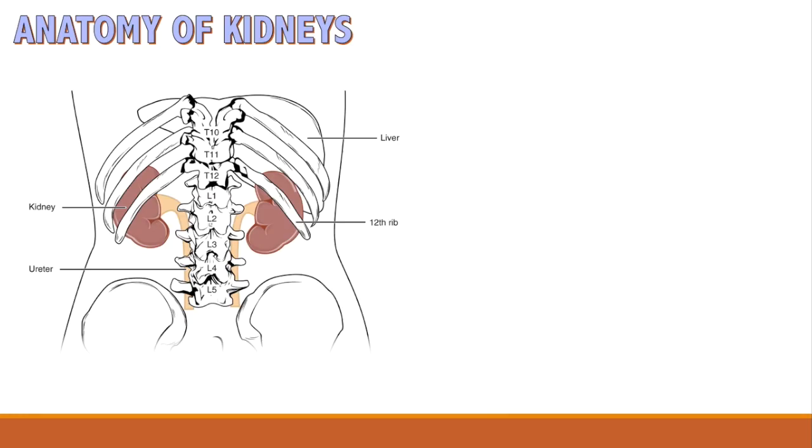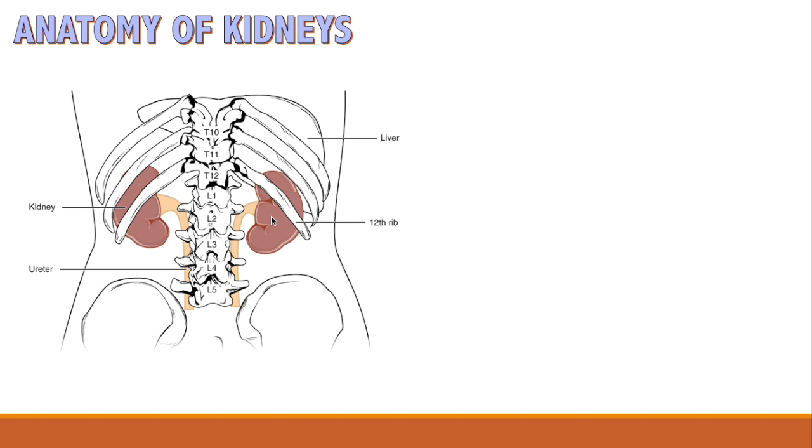So let's proceed with the anatomy of the kidneys. The kidneys are said to be reddish and bean-shaped. They are located above the waist, between the peritoneum and the posterior wall of the abdomen. Because their position is posterior to the peritoneum of the abdominal cavity, they are said to be retroperitoneal.